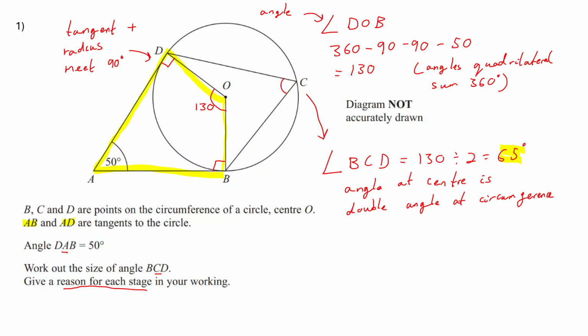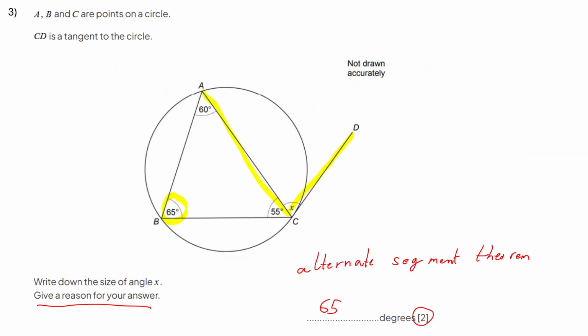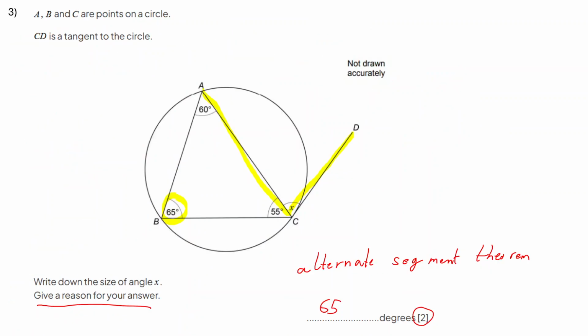Sorry, if you want to mark your work, answer 1 was 65, 2 was 28, 3 was 65, and 4 was 123. I should have really highlighted that one there. Okay, thank you.